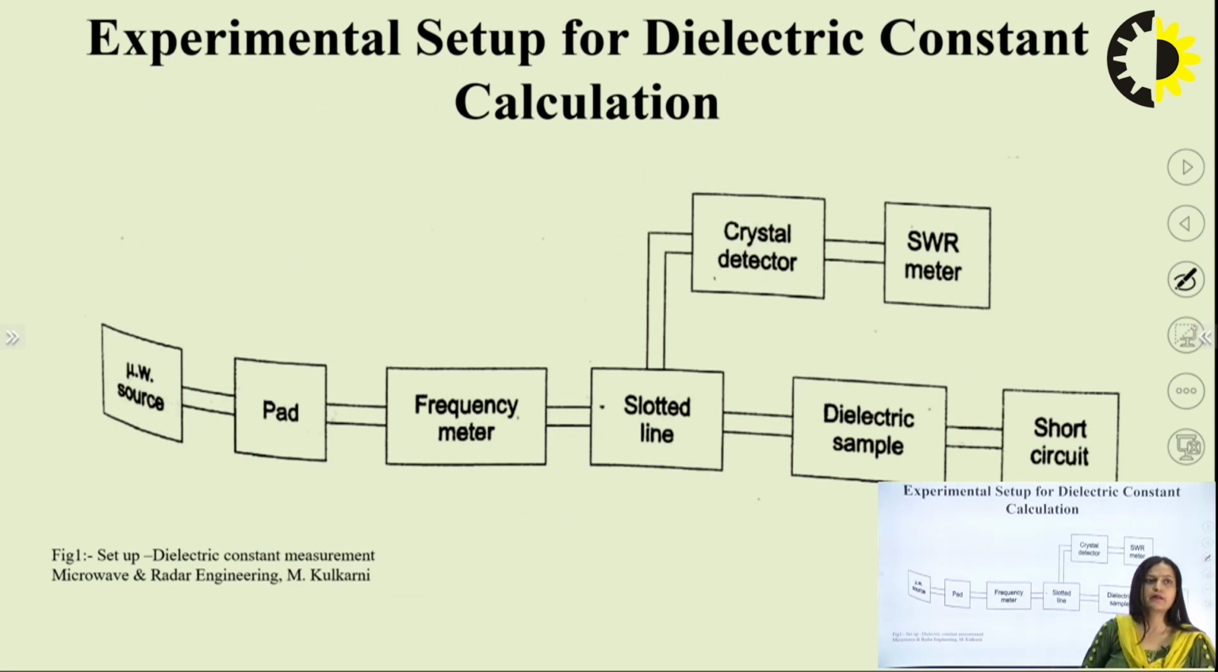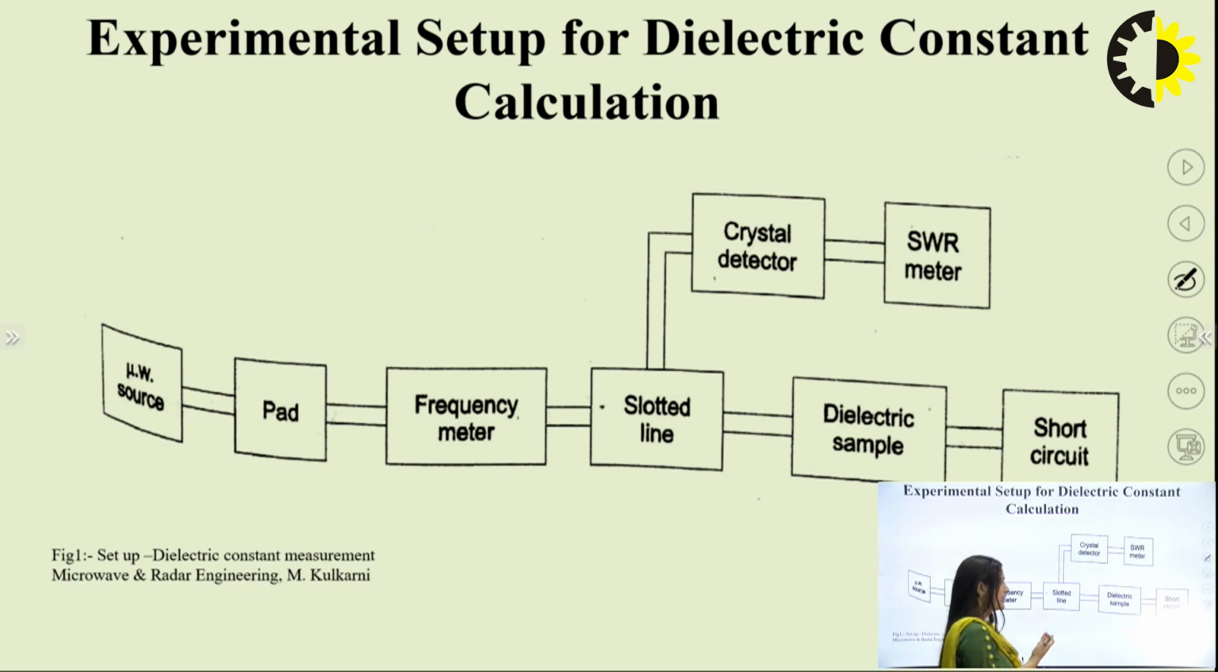So this is the experiment setup of the dielectric constant calculation. It means how we can calculate the dielectric constant. This is the microwave test bench. First is your microwave source, and after the source we are placing an isolator. After that the frequency meter is used to find out the frequency of the signal which is traveling through your system. After that the slotted line, and through the slotted line we have connected a crystal detector, and the output of this crystal detector is measured at the SWR meter. In this we have put one dielectric sample and the short circuit.